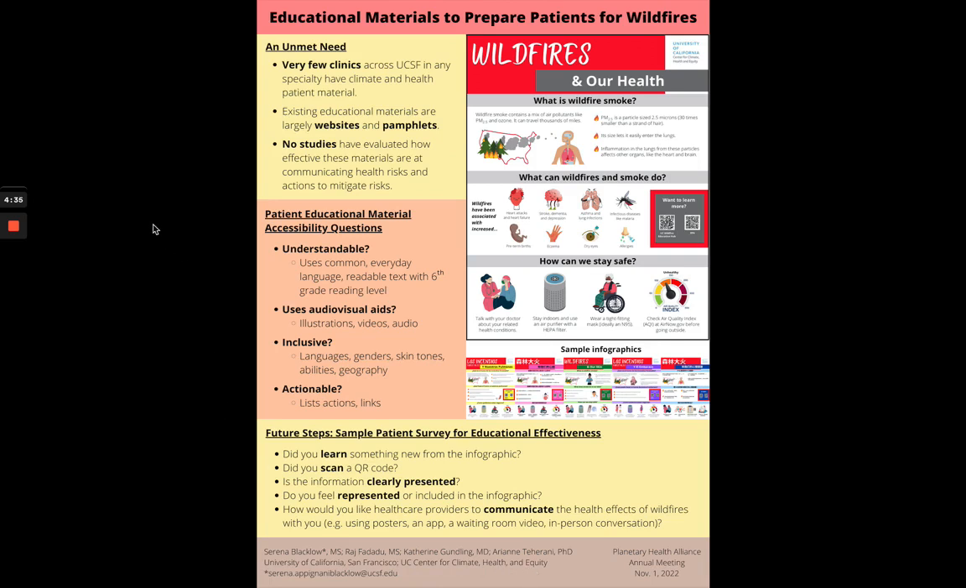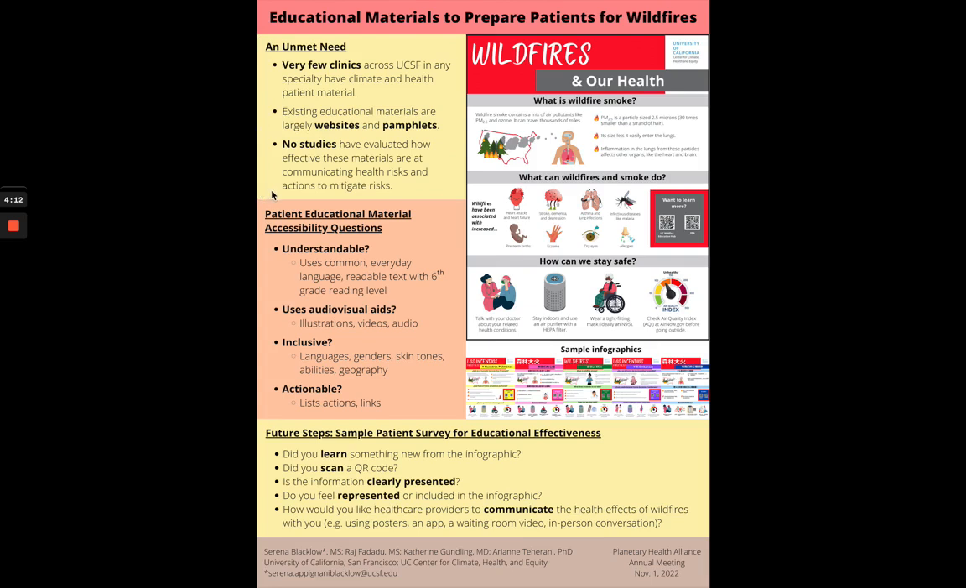So to start, climate-related events such as wildfires are increasing in frequency and intensity, and as you know, they have widespread effects on physical and mental health, for example, increasing hospitalizations for asthma, increasing preterm birth rates, and increasing rates of post-traumatic stress disorder. At UCSF, we did a needs assessment to see what educational materials exist.